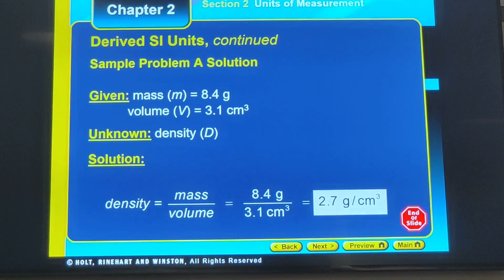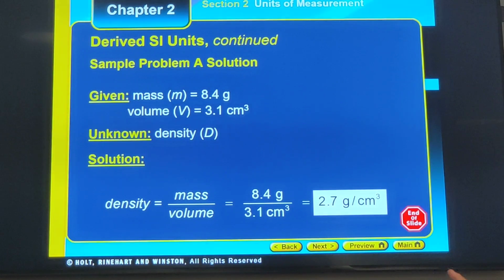Okay, so on my calculator, if I take 8.4 divided by 3.1, I get 2.709677419. But that's way more digits than I could possibly ever get from that. So does anybody remember what the rules are for writing down what my answer is? How many significant digits should my answer have?